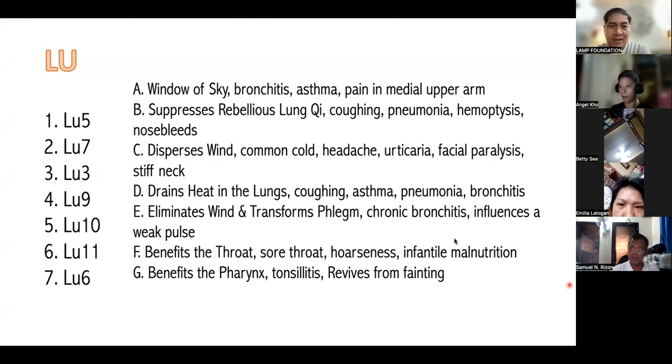Revive from fainting. Sometimes you don't have to stay too long on one statement or on one phrase. You have to look at the descriptions.